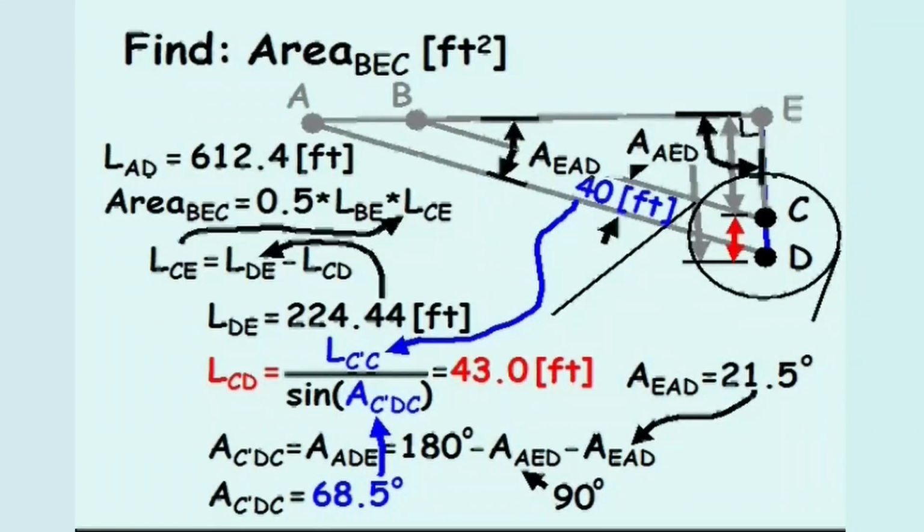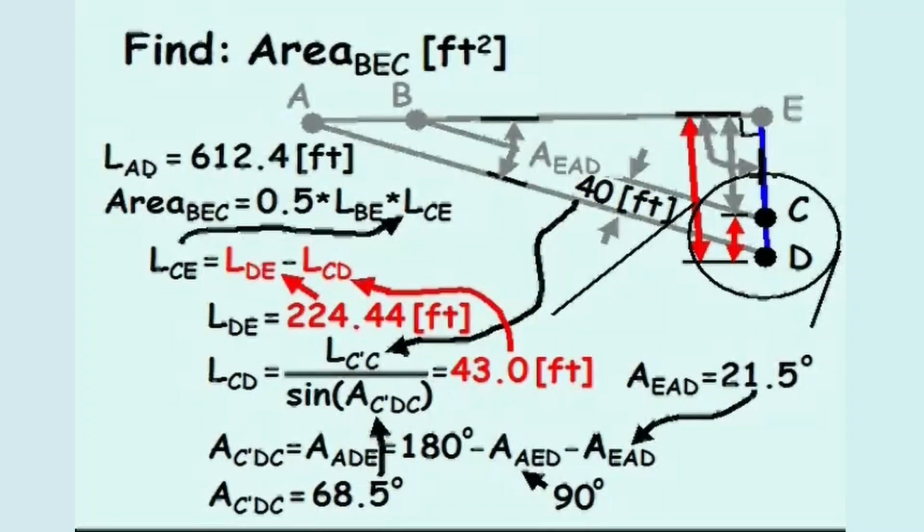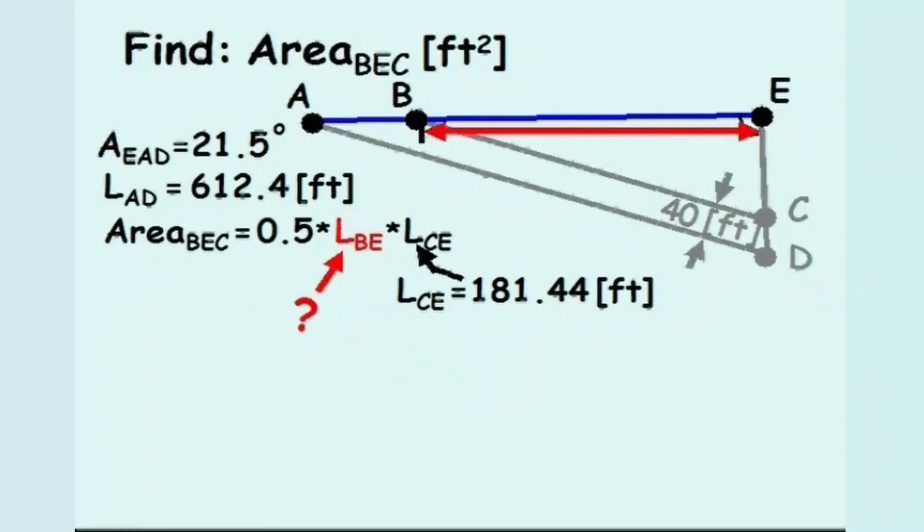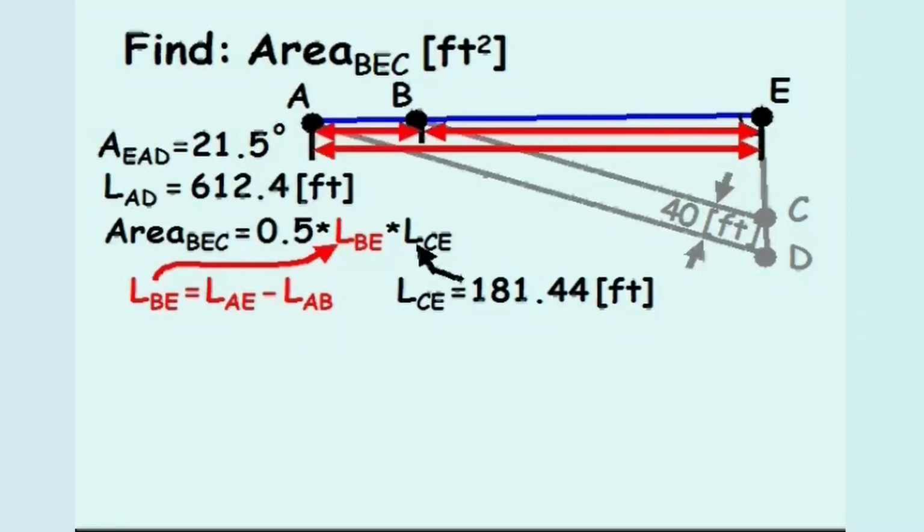Next, we plug in the lengths of line segments DE and CD, and we calculate the length of line segment CE equals 181.44 feet. Next, we have to solve for line segment BE. The length of line segment BE equals the length of line segment AE minus the length of line segment AB.